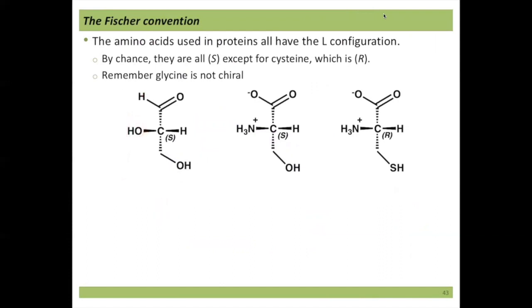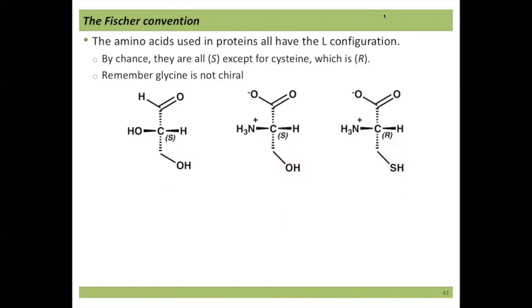These aren't absolute Fisher projections, because Fisher projections would just have lines, but this would be the L configuration, that's the L configuration, and that's the L configuration. Now, if we determine if it's R or S, you can see that this is S there, this is S there, but this is R. And the reason it's R is because the thiol has a higher priority than the OH.